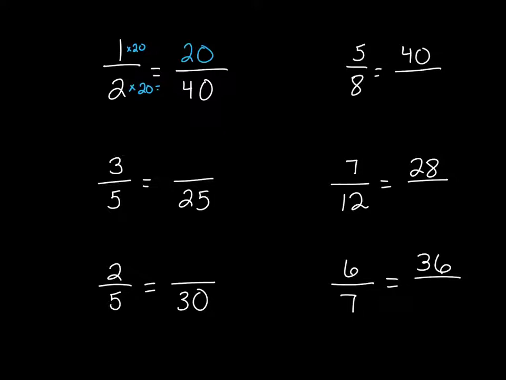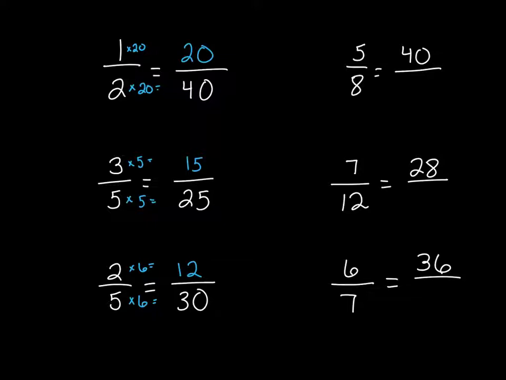Okay, let's look at this next example. We have 3/5 equals something over 25. So I need to do 5 times 5 gives me 25. So since 5 is what I'm multiplying in the denominator, it's what I'm multiplying in the numerator, so I get 15. For the next example, we have 2/5 equals something over 30. Now to get 30, I have to do 5 times 6 equals 30. So since the denominator is being multiplied by 6, you multiply the numerator by 6, and you get 12.